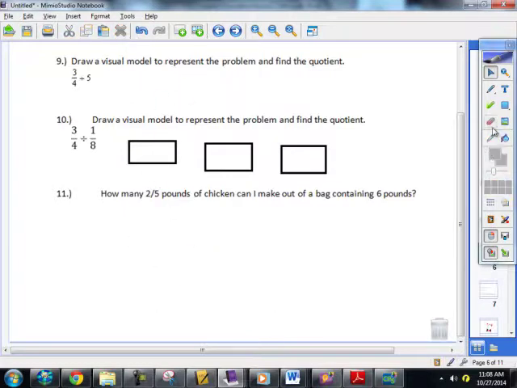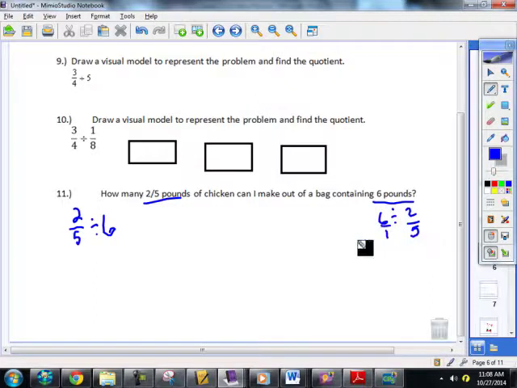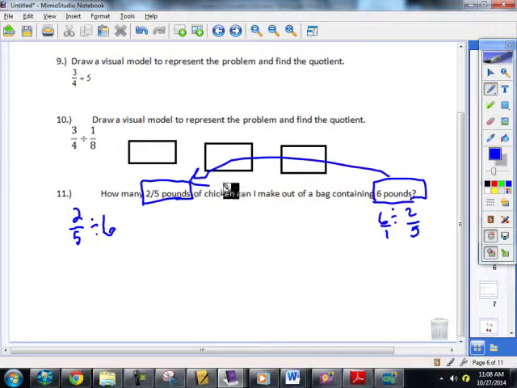Okay, how many 2/5 pounds of chicken can I make out of a bag containing 6 pounds? So, again, it's one of these two. It's either 2/5 divided by 6 or it's 6 divided by 2/5. And like I always told you, what is being divided up? Is the 2/5 pounds of chicken being divided up into smaller groups? Or is the big bag of 6 pounds of chicken being divided into 2/5 pound groups? That would be the answer. This would be the right one.